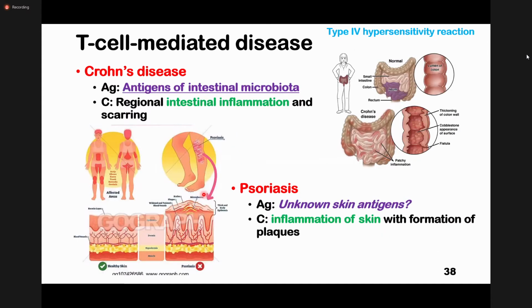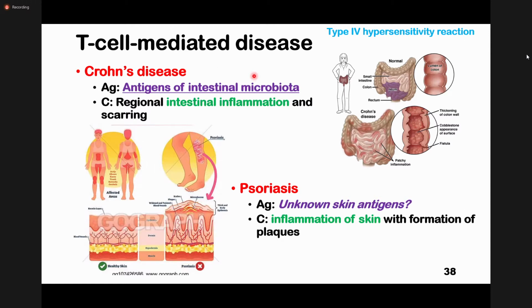And then we move to another T cell example here, T cell mediated Crohn's disease in the colon, okay. In the colon here, we have some kind of antigens in the gut, intestinal microbiota, that cause inflammation, or patchy inflammation, in your gut. So this is one example of a T cell mediated disease in type 4, okay.